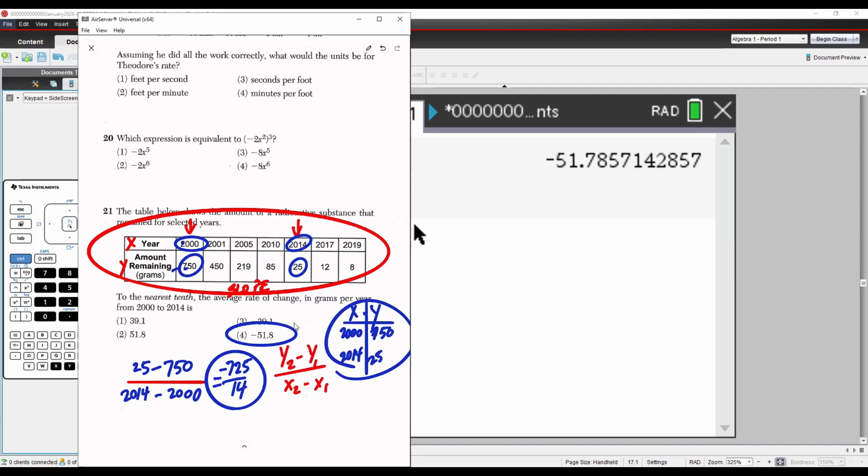So yeah, that's it. If you know that average rate of change is the slope formula, then use the slope formula, y2 minus y1 over x2 minus x1. If you want to use the spreadsheet, that's clean. That works as well. It's just a little bit more work.